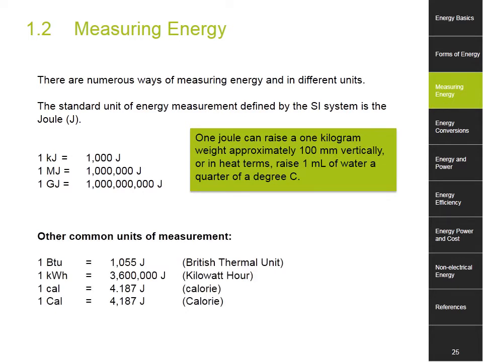Other common units of measurement include the British thermal unit, the kilowatt hour, and two types of calorie. One lowercase calorie is defined as the amount of energy required to raise the temperature of 1 gram of pure water by 1 degree Celsius. When the uppercase C is used, it is defined as the amount of energy required to raise the temperature of 1 kilogram of pure water by 1 degree Celsius. It is sometimes known as the dietary calorie.